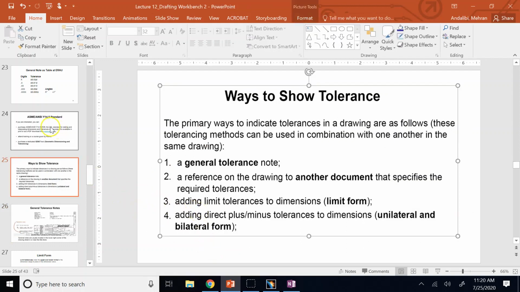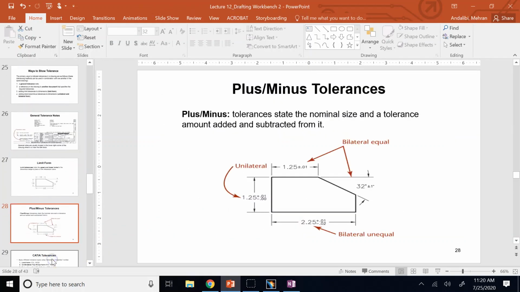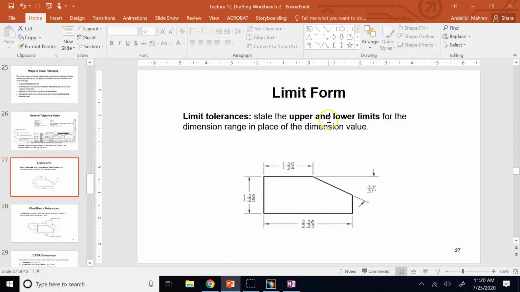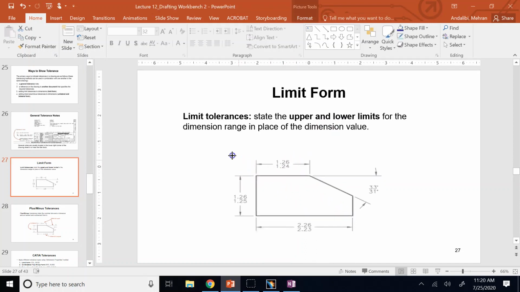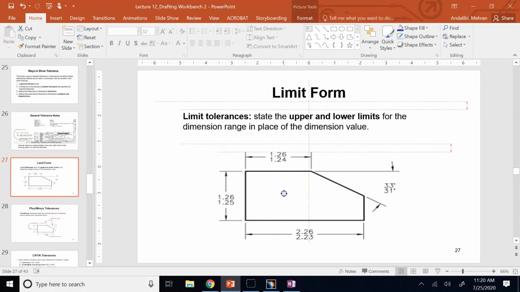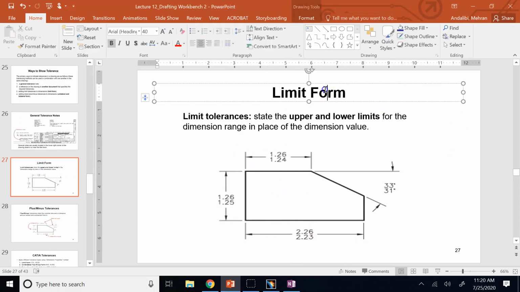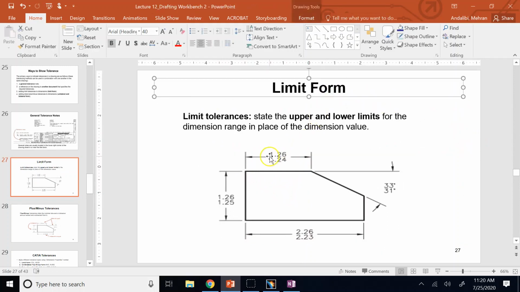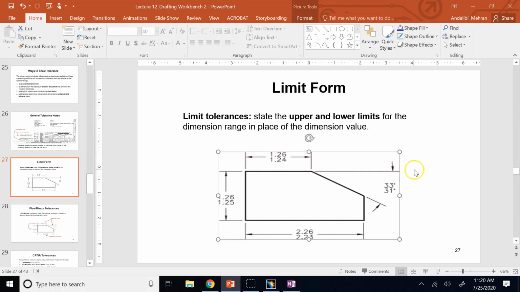But if you want to show the tolerance directly on a dimension, there are 2 ways to do it. One is called the limit form. The other one is called the plus minus form. The limit form is like this. You show the max and the min dimension that the manufacturer is allowed to have. So you say this side, you can make it between 1.24 and 1.26. This angle is between 31 and 33 degrees.